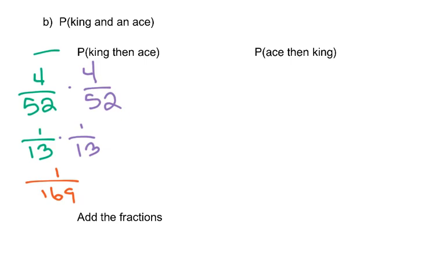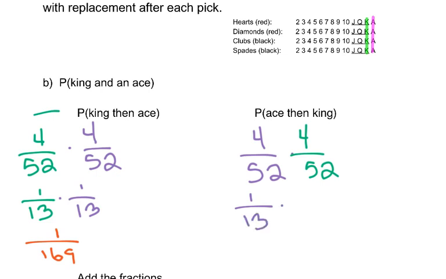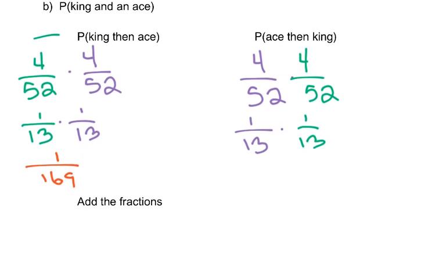Next, we have to find the probabilities of an ace followed by a king. Okay, same format as the previous example. So there are 4 aces in the deck out of 52 cards. We're going to multiply that by the probability of a king, so that's 4 kings out of 52 cards. Both of these fractions, again, simplify to 1/13. And when we take the product of both of those, we also get 1/169 here.